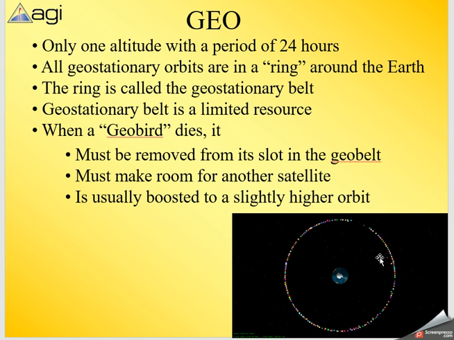So here's a nice picture of all of them. The geostationary orbits are in a ring around the Earth. The ring is called the geostationary belt. The geostationary belt has limited resource or space in there. So when a GEO bird dies, it's removed from its slot to make room for another one. If it has a little bit of power left, it just kicks out a little bit of power, spits itself out of that circle, and moves on.